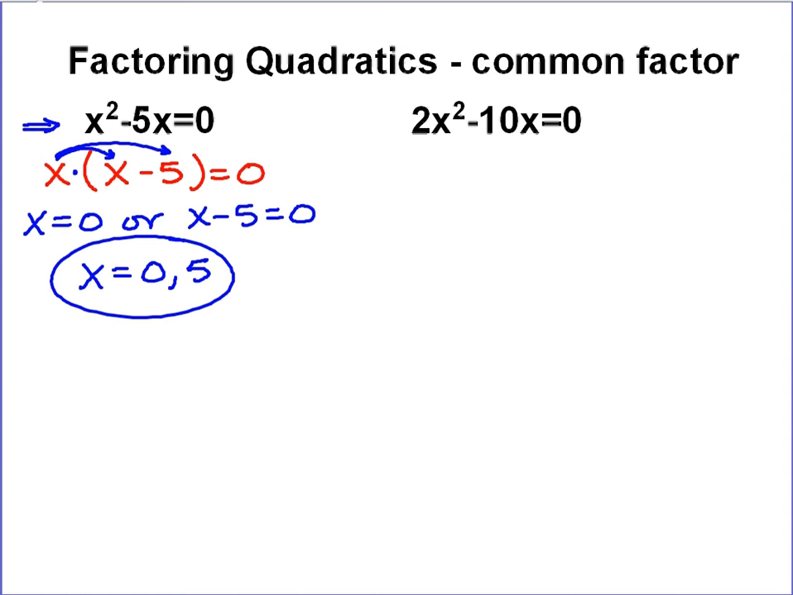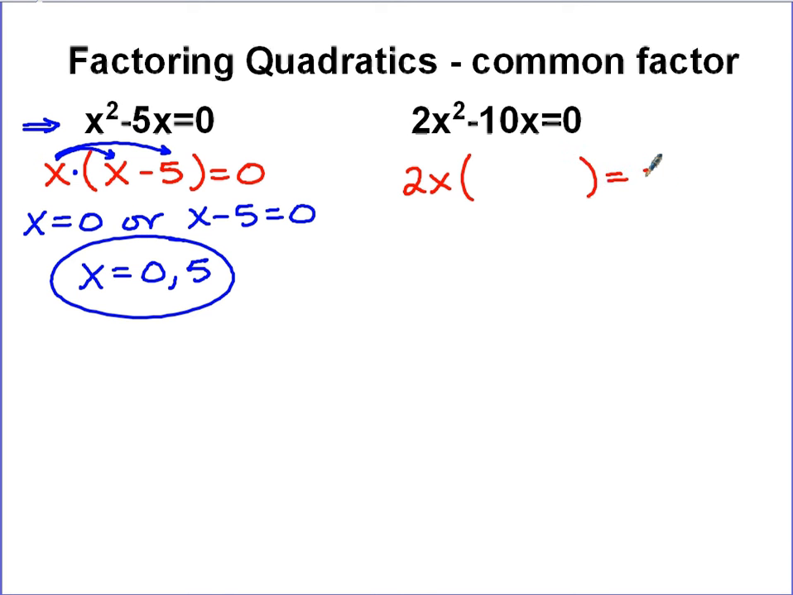On the one on the right, again, the first thing I do when I see a quadratic and it's equal to 0, I want to try to factor it. So I'm looking for what's in common. I notice there's 2x squared and 10x. Minus 10x, but 10x nonetheless. 2 and 10 have a 2 in common, and x squared and x have an x in common. And so what's in common is 2x.